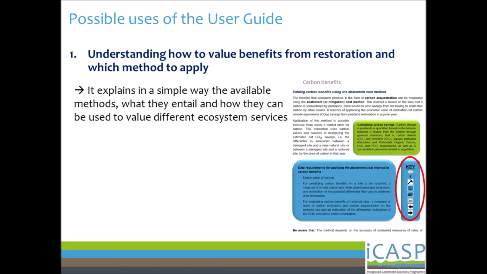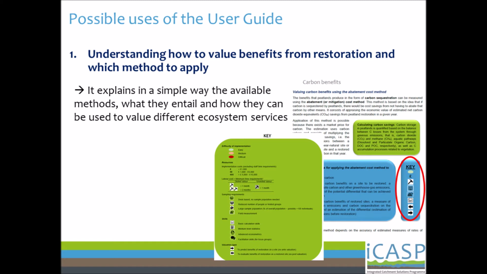So for each type of benefit, the user guide describes the kind of valuation method that can be applied to value it, and also brings an illustration based on the concrete case studies on how it can be done. Each method is also joined with a key that you can see here circled in red on the right-hand side of the slide that gives an indication on the level of difficulty of implementation of the method, but also the type of skills, if there is any specific skill that is necessary to apply it, as well as on the level of cost that should be expected from the implementation.